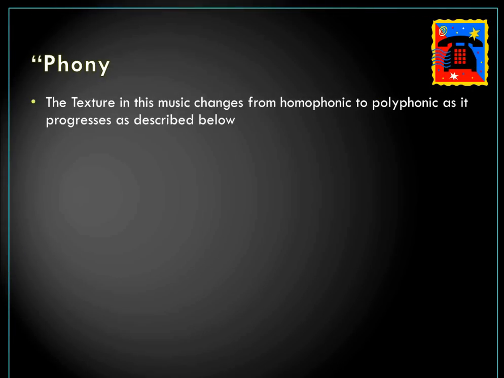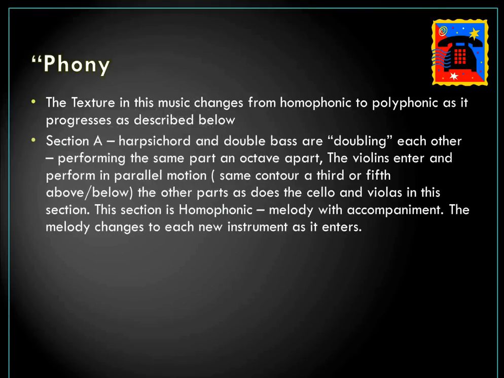In this answer, we have the texture, our topic sentence being the texture in this music changes from homophonic to polyphonic as it progresses as described below. So, section A, harpsichord and double bass are doubling each other. They're performing the same part an octave apart. Now that's where I've explained things, so that's the support for the answer. The violins enter and perform in parallel motion, which is the same contour, a third or a fifth above or below, and other parts also, in parallel motion, as does the cello and violas in this section.